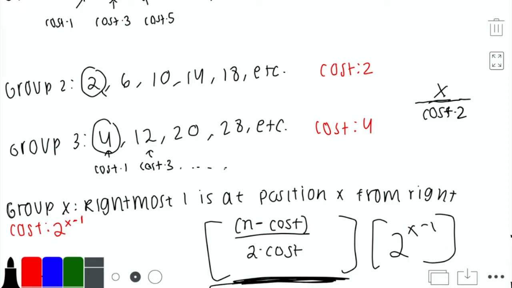However, as I already mentioned before, we want to disinclude the first numbers of each group. So we want to disinclude 1, 2, and 4. In order to account for this, we would do x minus the cost. The reason why we subtract the cost is because the first number of each group is the cost. So instead of finding all the multiples from 1 to x, we want to find all of the multiples from the cost to x, which is why we subtract the cost from x. This gives us our overall formula for the number of numbers in each group.